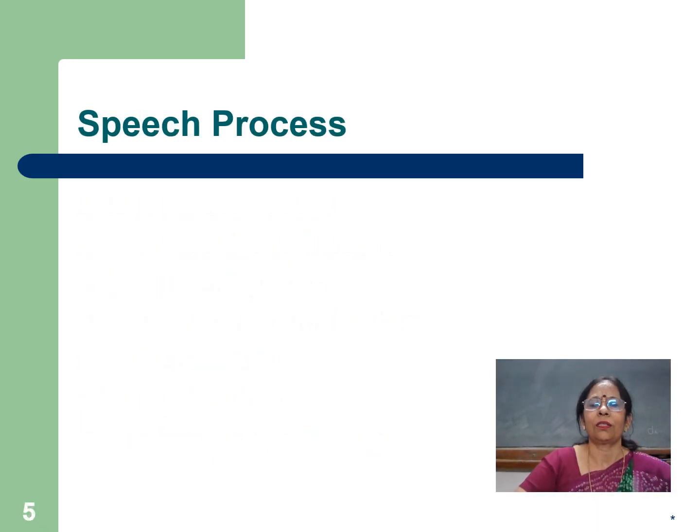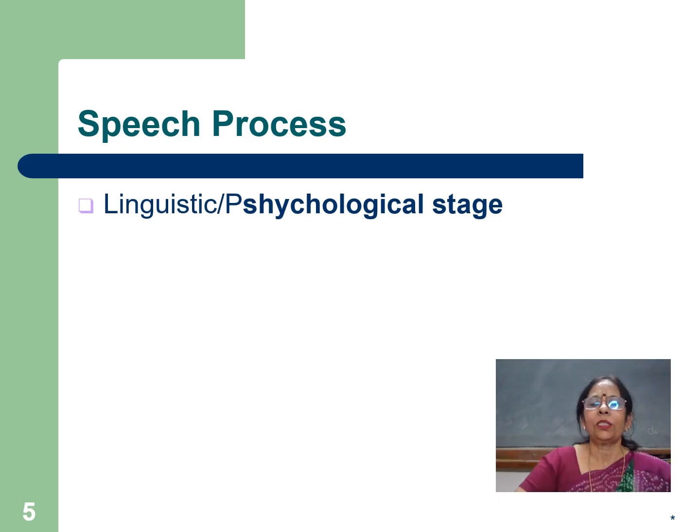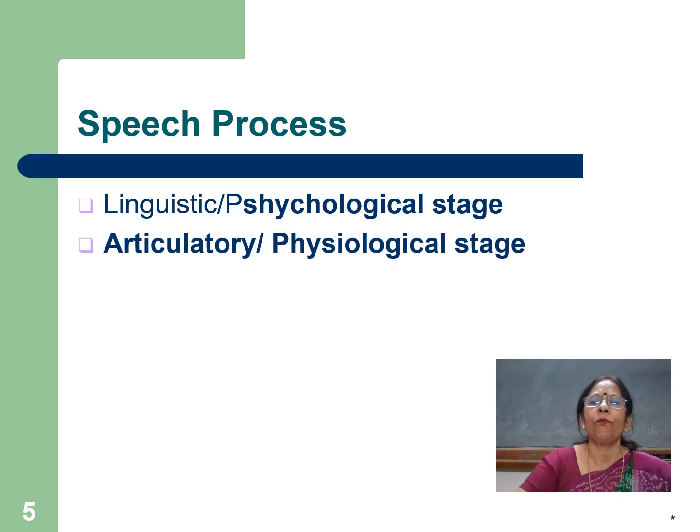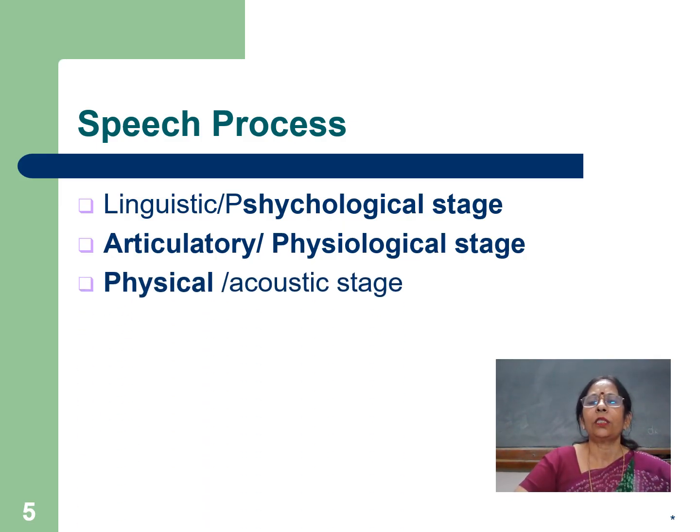We begin with the speech process. Speech process is a complicated series of events. The concept is first framed in the brain. This stage is known as the linguistic or psychological stage. The nervous system then transmits the message to the organs of speech, which move to produce particular sound patterns. This is known as the articulatory or the physiological stage.